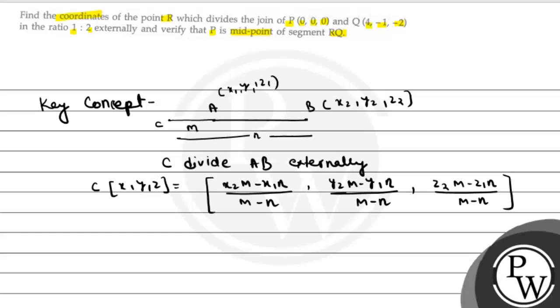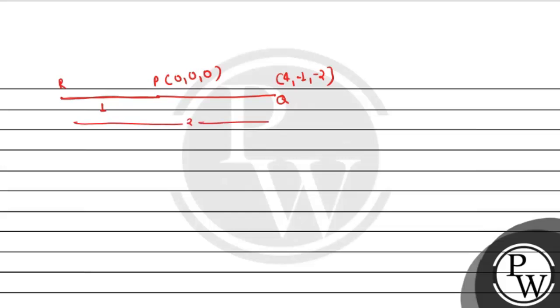So in this question we have to find point R, and we are given the coordinates of point P and point Q. Let R be a point which divides line PQ in the ratio 1:2. First we write the coordinate of P, that is (0, 0, 0). The coordinate of Q is (4, -1, -2). The point R divides line PQ in the ratio RP is 1 and RQ is 2, so the ratio m:n is 1:2. Let the coordinate of R be X, Y and Z.